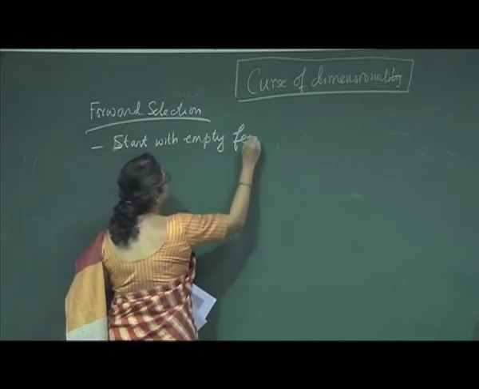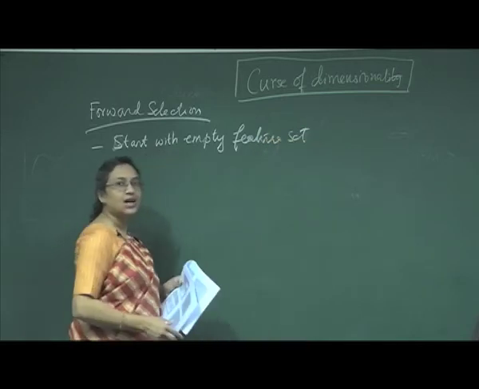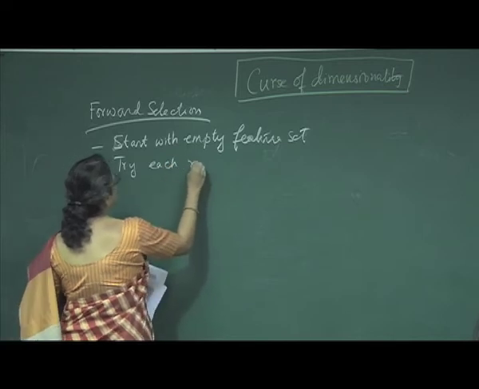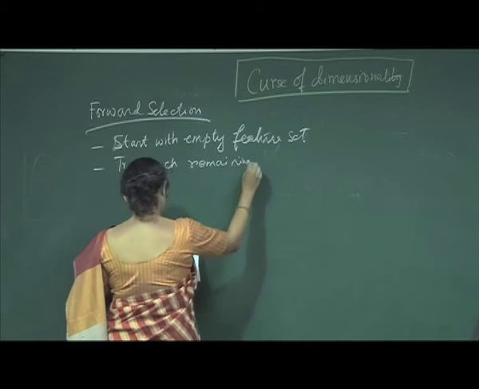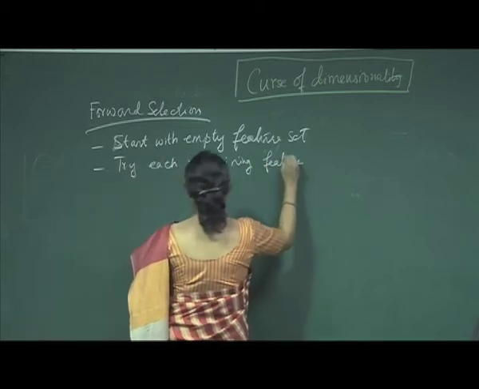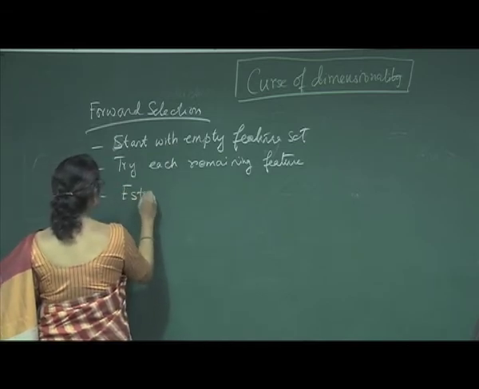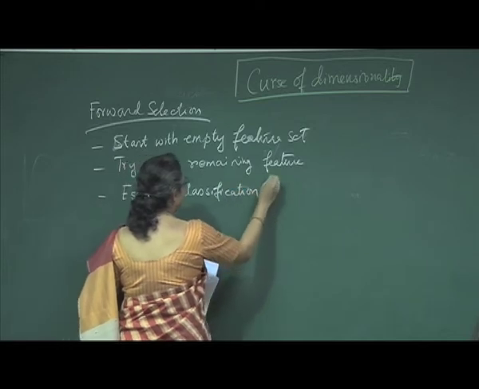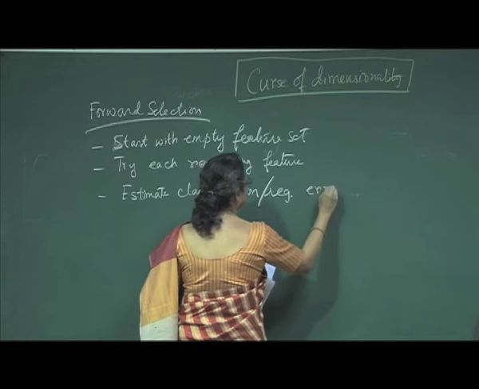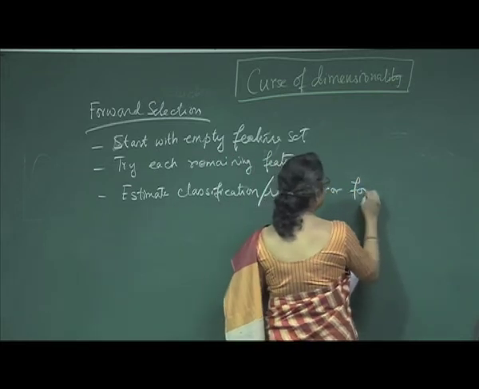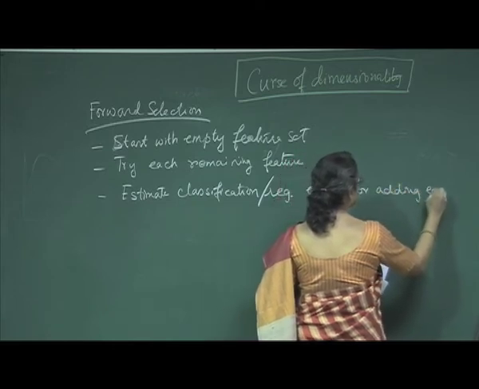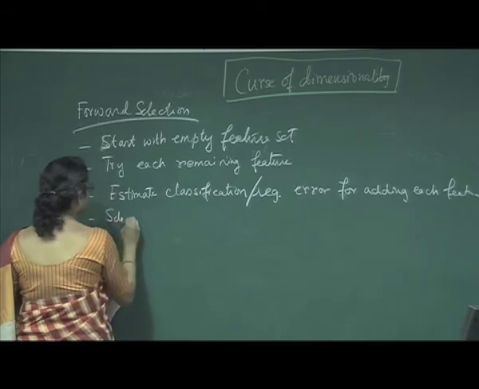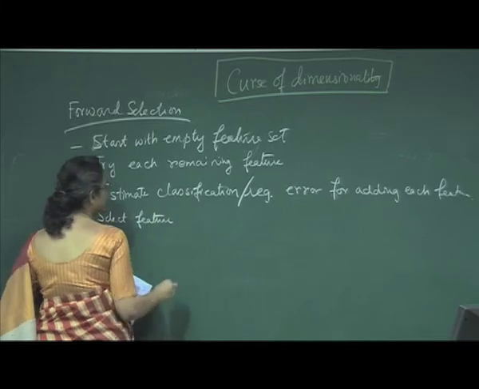You start with an empty feature set and then you add features one by one. So you try each of the remaining features, and for each of them, you estimate the accuracy. So you estimate the classification or regression error for adding each specific feature, and you select the feature that gives maximum improvement.